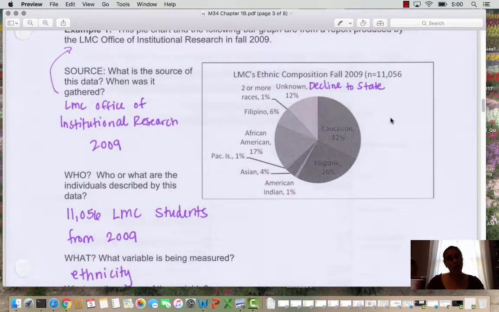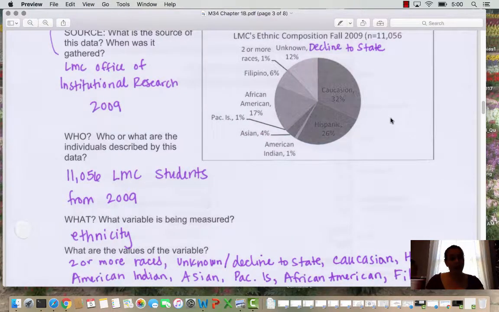Who is our next question? Who or what are the individuals described by this data? The individuals in this particular survey are the 11,056 LMC students from 2009. The variable being measured, the what question that we ask, is the ethnicity of the students. And then, what are the values of the variable? The values are the different choices here that we can assign students to.